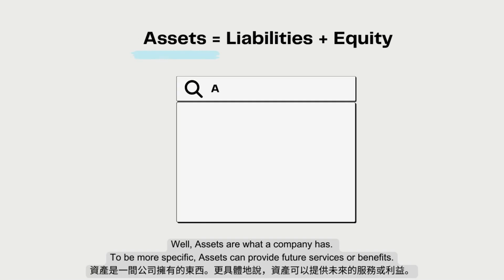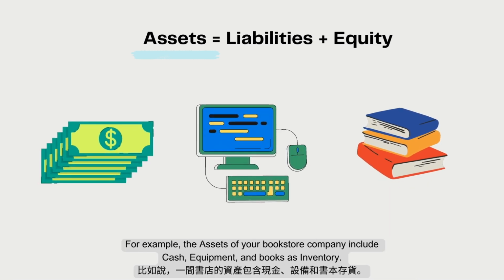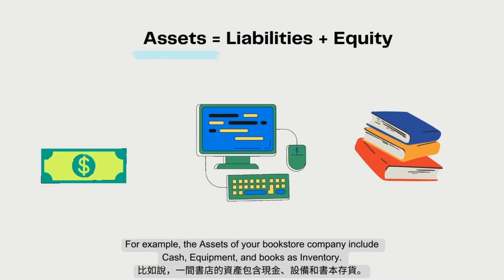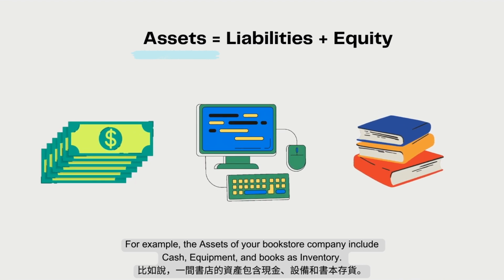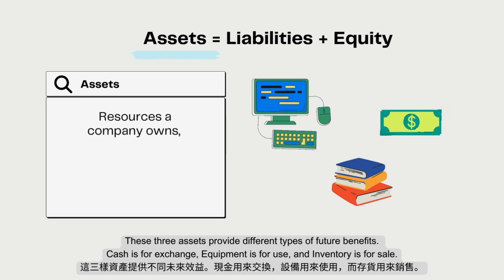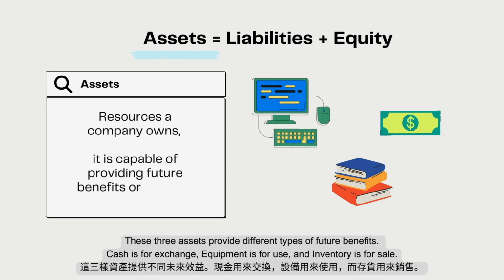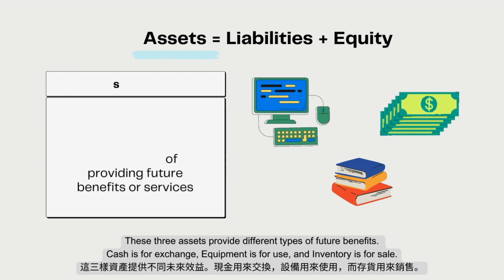What are assets? Well, assets are what a company has. To be more specific, assets can provide future services or benefits. For example, the assets of your bookstore company include cash, equipment, and books as inventory. These three assets provide different types of future benefits. Cash is for exchange, equipment is for use, and inventory is for sale.